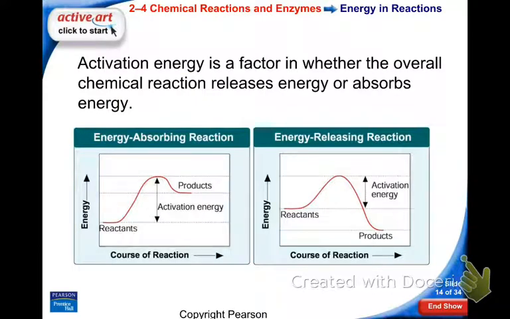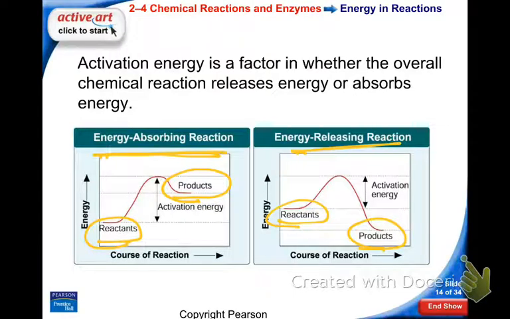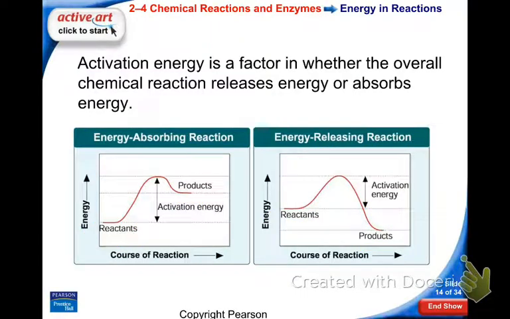Okay, if the products of the chemical reaction are at a higher energy level than the reactants, then this is going to be an energy absorbing reaction. It takes energy to get it started. If the products are at a lower energy level than the reactants, then it releases energy, and that's going to happen spontaneously. Okay, so you can see it takes less activation energy here, and so these are going to happen more easily or more spontaneously without any energy input at all.